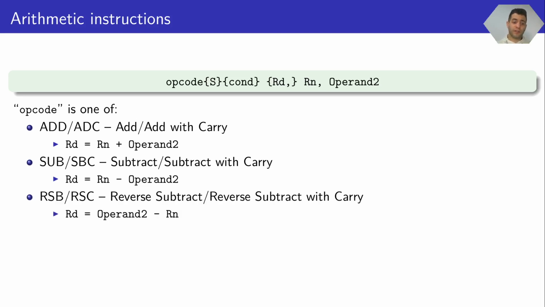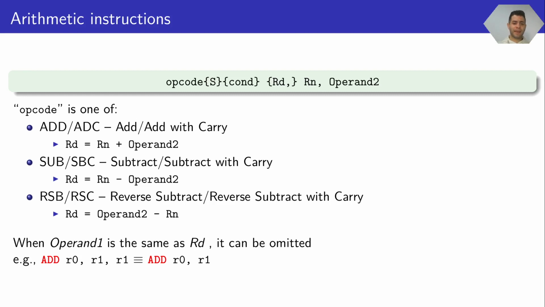Then we also have the reverse subtract, because with the normal subtract we are subtracting Rn minus operand 2. On the other hand, with the reverse subtract we are subtracting operand 2 minus Rn. Please keep in mind that if operand 1 is the same as Rd, it can be omitted. I have seen a lot of compilers writing in this form, which means: please add R0 and R1, and put the result in R0. It's an equivalent form.